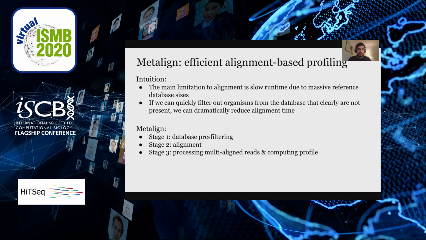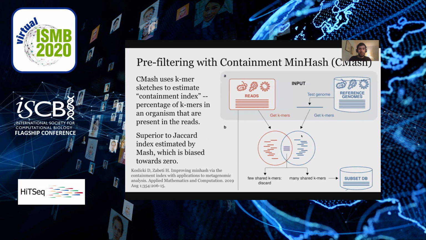So that's basically what we do. In our method, first stage is this database pre-filtering step that I just discussed. Then we perform alignment on our filtered database. And then in stage 3, we process multi-aligned reads, which are reads aligned to multiple different genomes. And then we compute the output profile. Okay, so now I'm going to go through each of those steps.